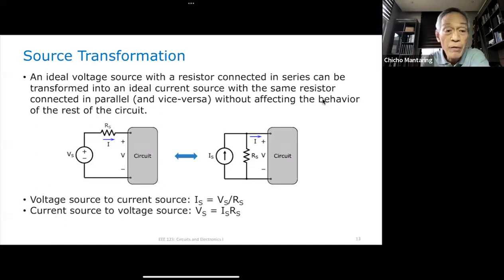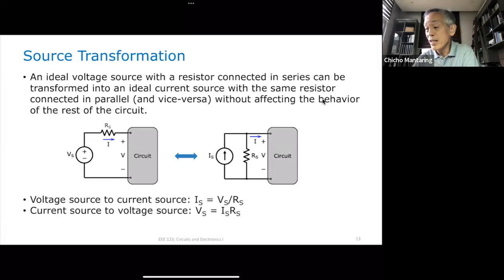And the formula for converting from voltage source to current source is that this I sub S is just V sub S over R sub S. And if I'm converting from current source to voltage source, this V sub S is just I sub S multiplied by R sub S. Okay, so first of all, how can we prove this?